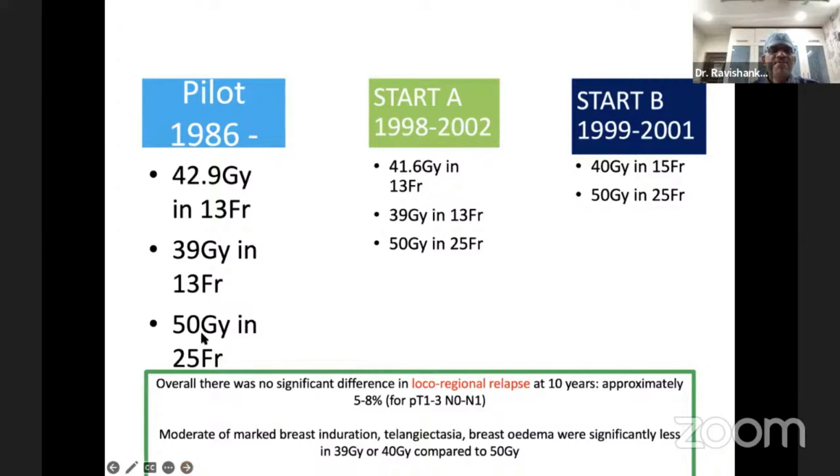So they looked at 15, 25 fractions, 39 in 13 fractions, and 42 in 13 fractions. And then we started looking at what is called the START A trial, where they compared 50 gray, 41, 39, and START B is a comparison between 40 gray in 15 and 50 gray in 25. So that means by the end of 2002, we were pretty confident that this 5 weeks of radiation can be replaced with 3 weeks of radiation. But coming into practice, I think probably late 2012 or 14, people started practicing these hypofractionation schedules.